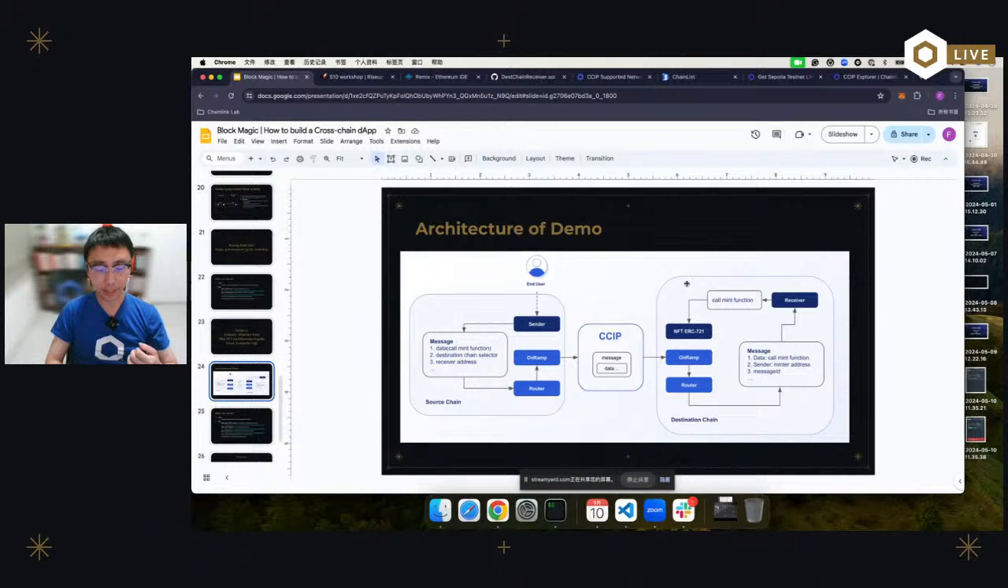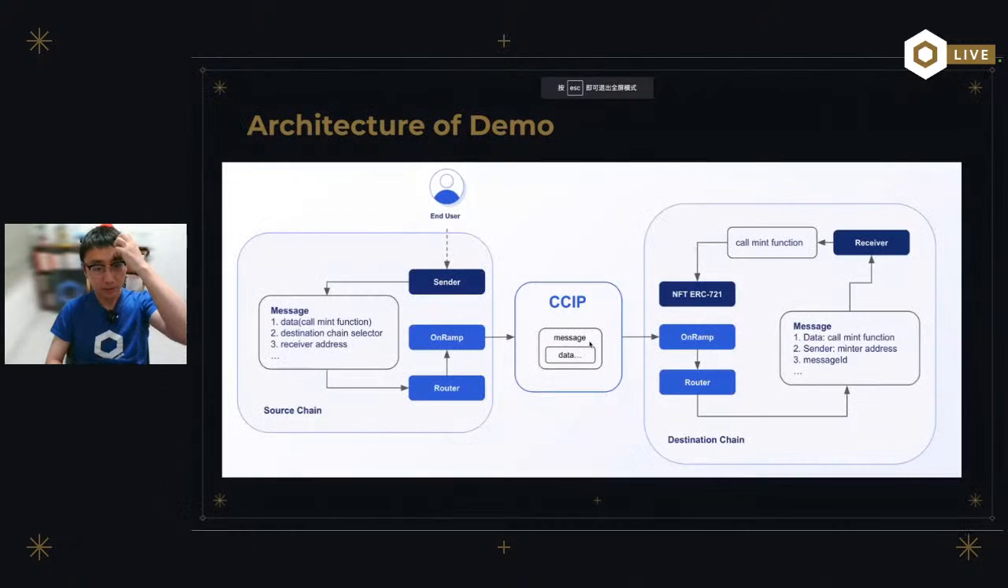Okay, let us check what we will do in the architecture. As we said before, we have the sender smart contract and the receiver smart contract. But for this example, we will have one more called ERC721. The ERC721 is an NFT smart contract. So what we are going to do within this demo is we will wrap some information in the sender smart contract and send this message to the router.